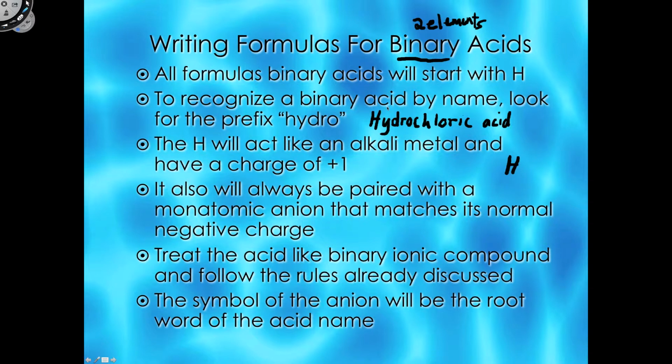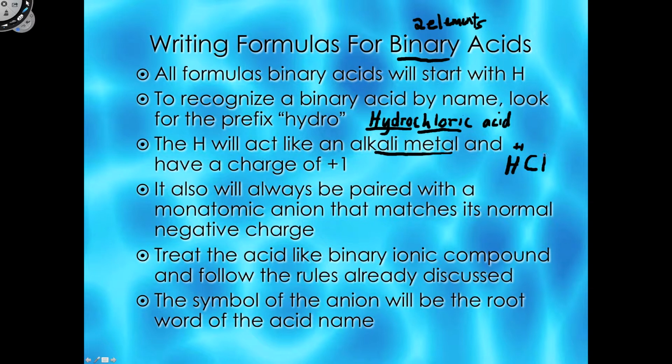We have to make sure it's a binary acid by the prefix. So if you see hydro at the beginning, then you know it's a binary acid. And the element that is connected is in the middle of the word. So chloric should tell you that means chlorine. So I'm going to write chlorine's symbol, Cl. And then we treat it kind of like an ionic compound, where we treat the hydrogen kind of like an alkali metal. And if it's in column 1, it's +1 charge.